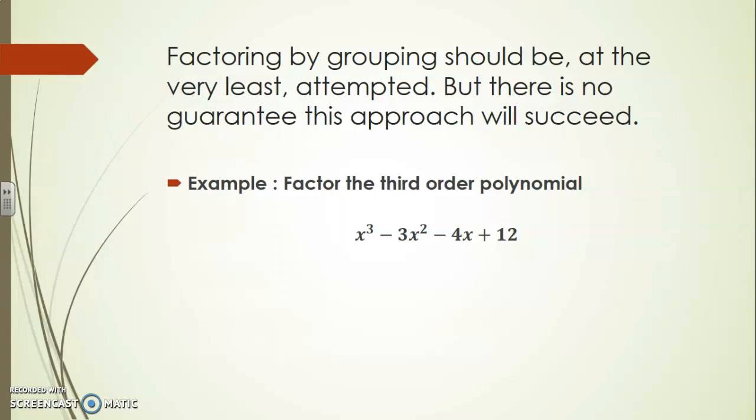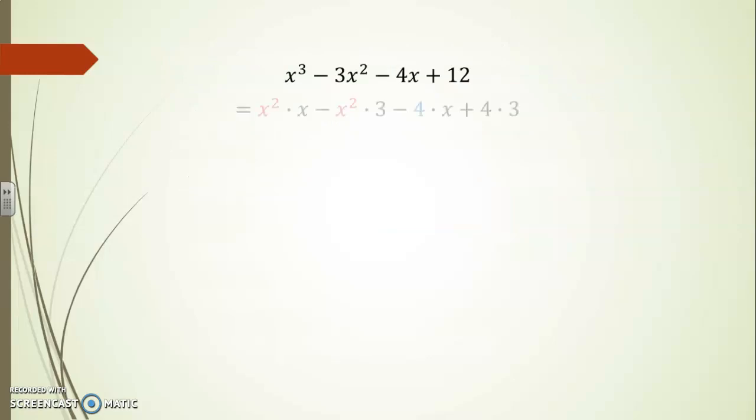For instance, were you to try factoring the third order polynomial x cubed minus 3x squared minus 4x plus 12 by grouping, the first pair of terms highlights a common x squared. The second pair of terms seem to have a common factor 4. And therefore x squared can be extracted from the first pair of terms, minus 4 from the second, to generate common x minus 3's.